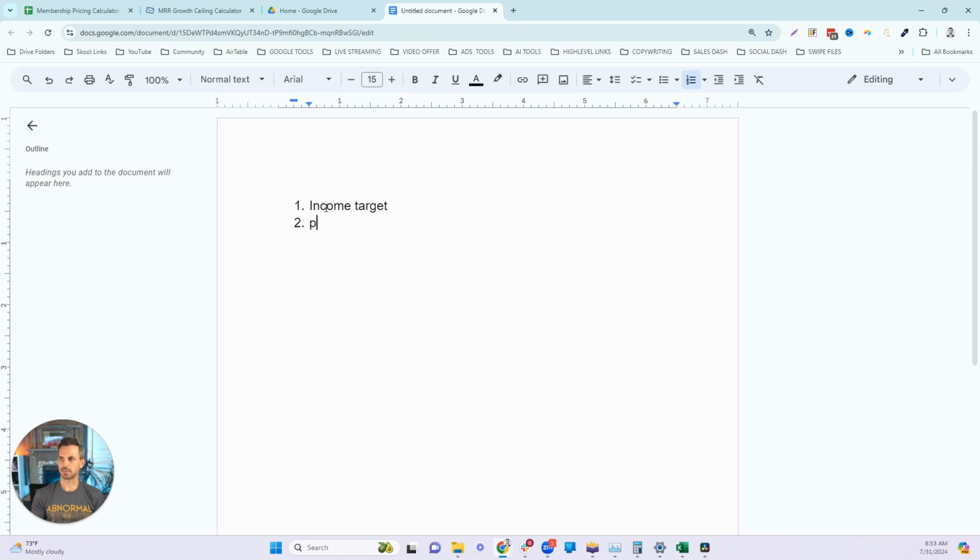Next thing is going to be price range of communities in your industry. So do some research and find the spectrum of the lowest price communities and then the highest price communities. And then you want to try to probably price your community somewhere in that range.